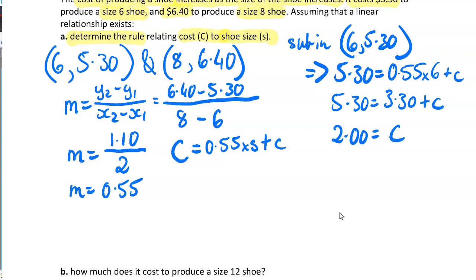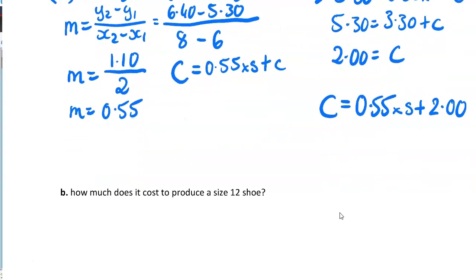And so C equals 0.55 times by S plus $2. Now you could just write 2 there, but as we're dealing with money, I tend to leave it to 2 decimal places.